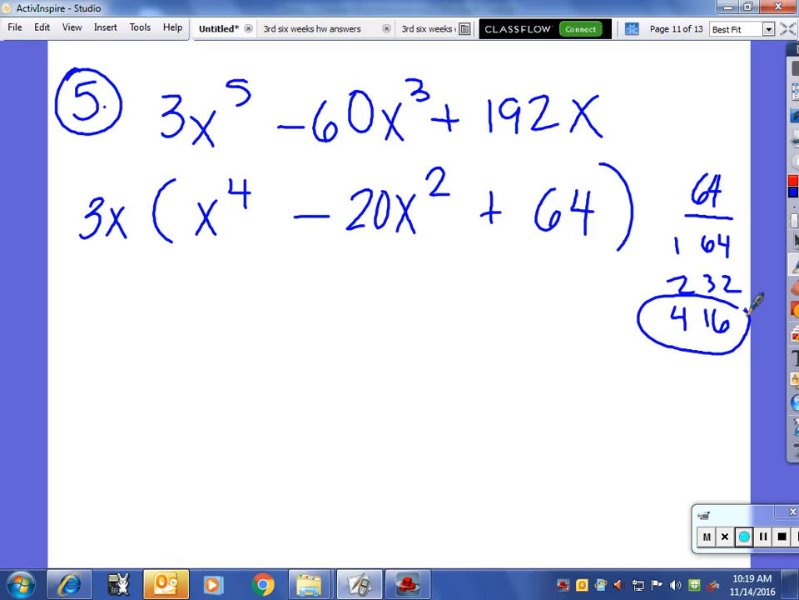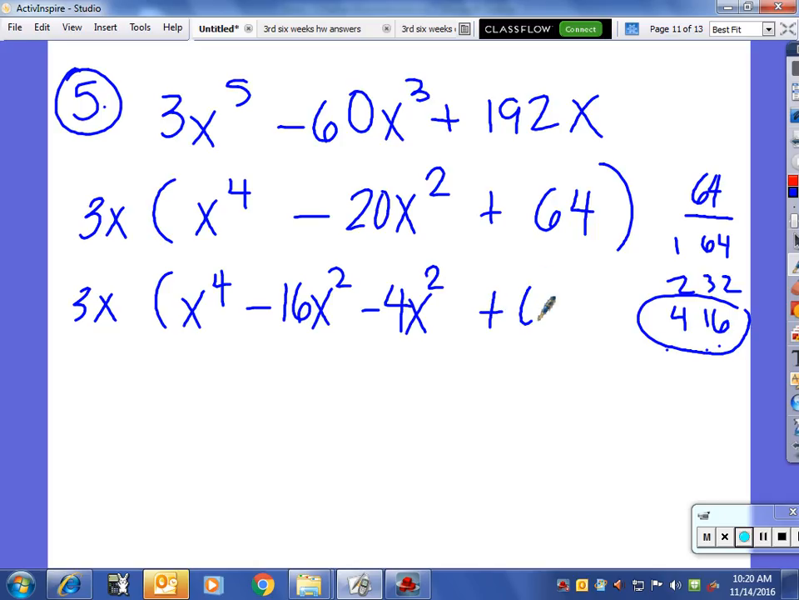Now I can pretty much go straight to my shortcut here. Don't do the shortcut? Okay, here's how it would be without the shortcut. Now, I would write this as x to the 4th. This is going to become my middle term, which is not just plain old x. It's negative 20x squared. So how would I write that then? Minus 16, not just x, x squared, and not just minus 4x, but minus 4x squared plus 64. Oh, that's fine. That'll work too.